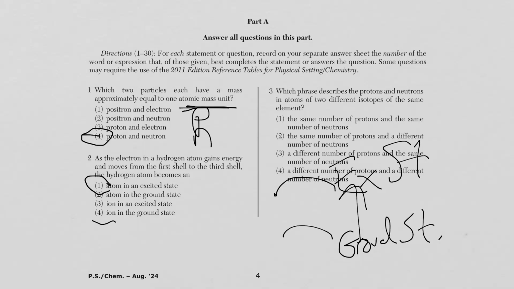An ion is a charged atom, and that means either an electron or electrons have been knocked out of the atom, or the atom has taken electrons in.